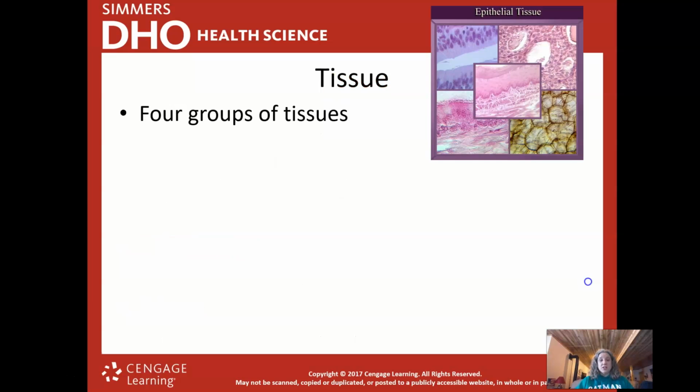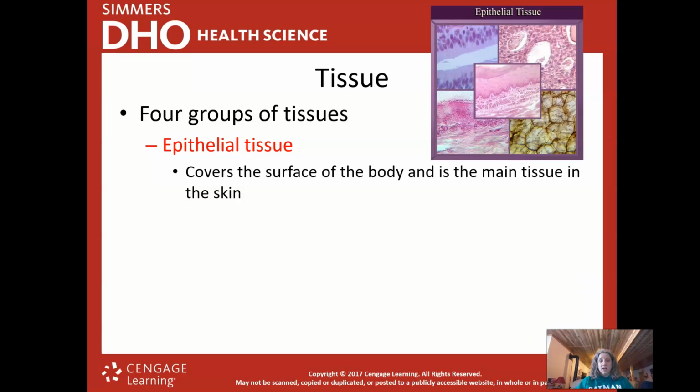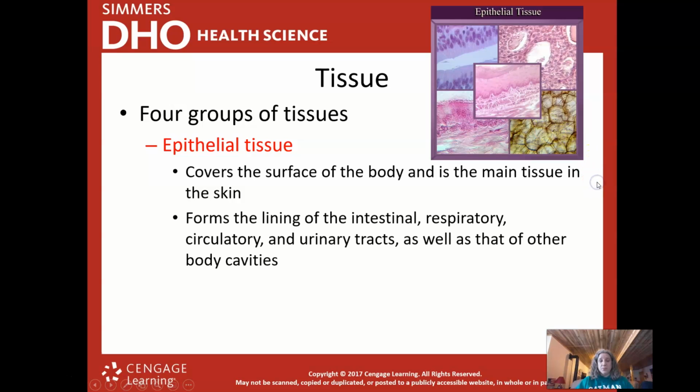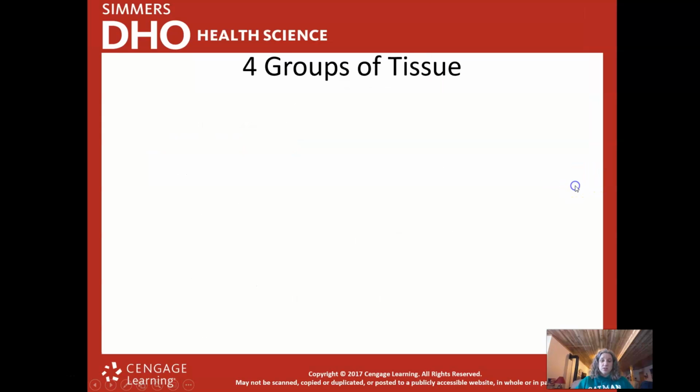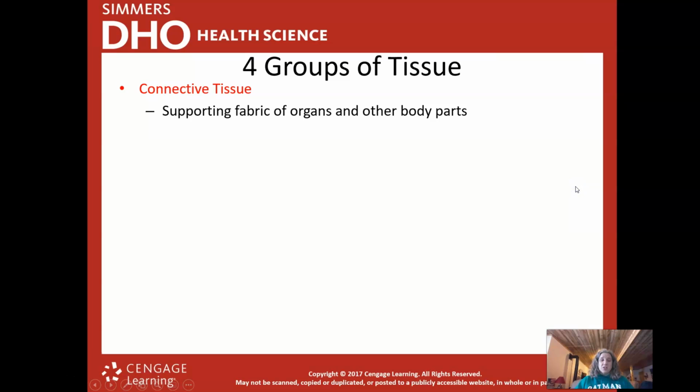There are 4 groups of tissues. There's epithelial tissue, and it covers the surface of the body and is the main tissue in the skin. And here's some different types of epithelial tissue. It also forms the lining of the intestinal, respiratory, circulatory, and urinary tracts, as well as that of other body cavities. It forms the body glands, where it specializes to produce specific secretions for the body, such as mucus and digestive juices.